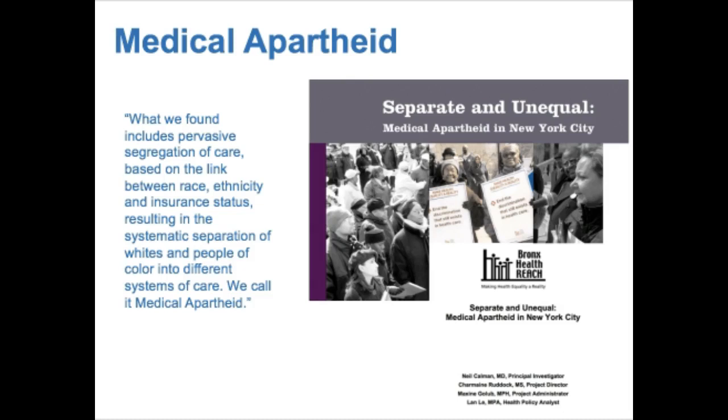If we're talking about quality of care, we must also discuss the inequality in care that is present in our healthcare system. This paper by Dr. Kalman and the Bronx Health Reach is from 2005, so it's a little old, but unfortunately the racial disparities in care are largely the same today. The study found pervasive segregation of care based on the link between race, ethnicity, and insurance status, resulting in the systematic separation of whites and people of color into different systems of care. We called it medical apartheid.